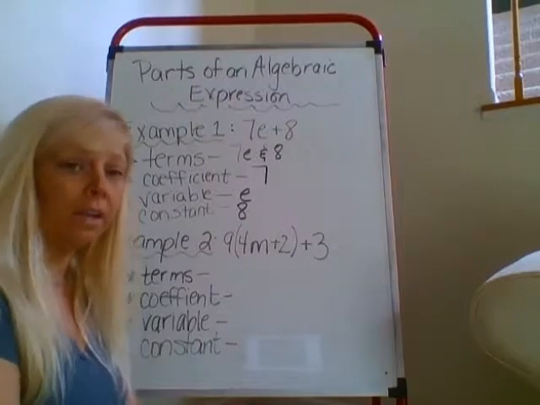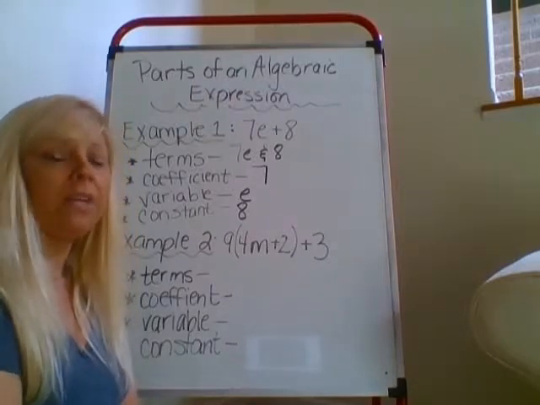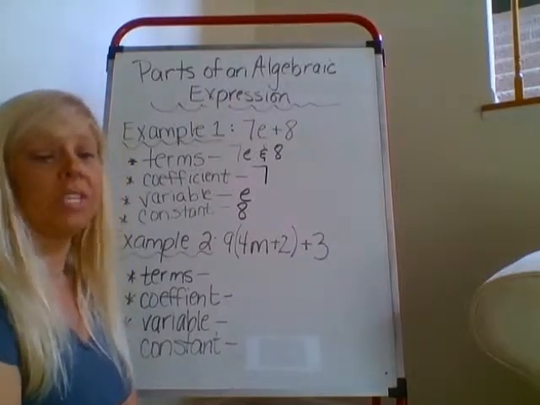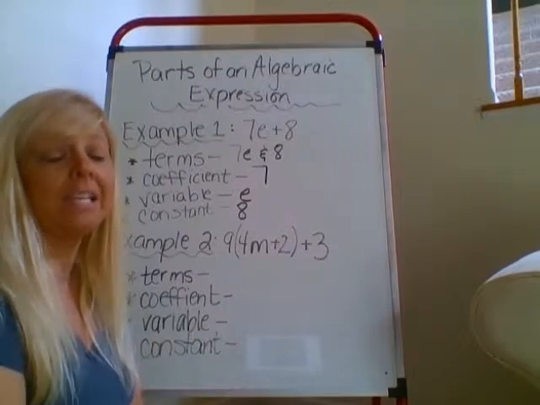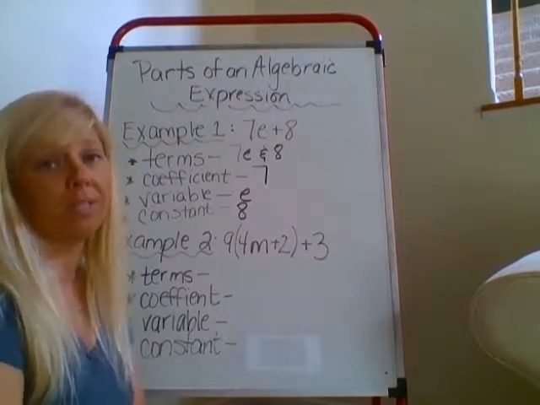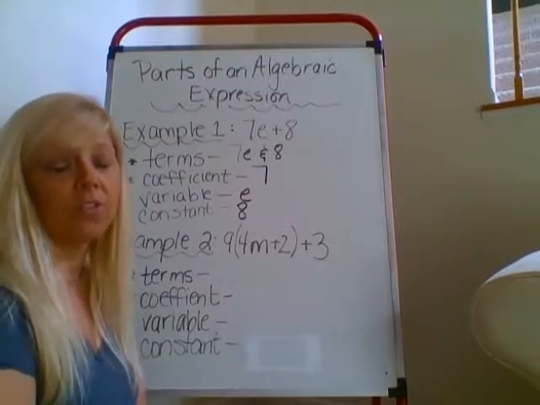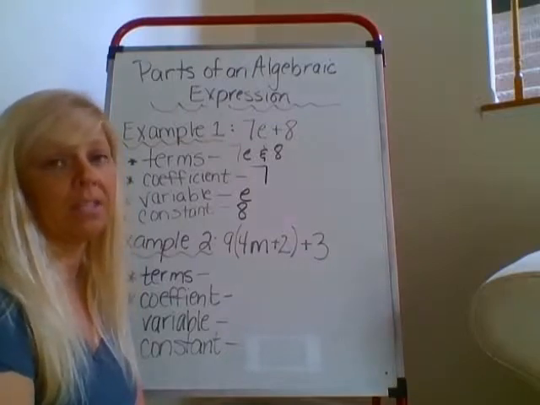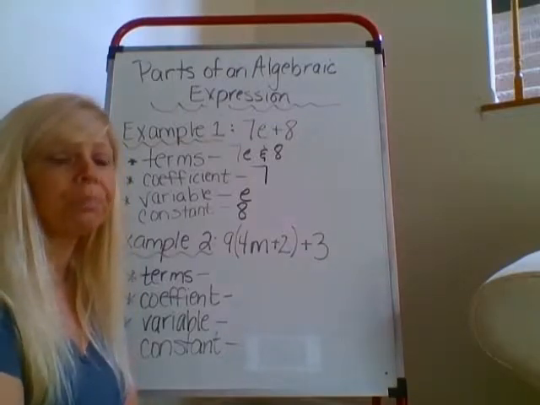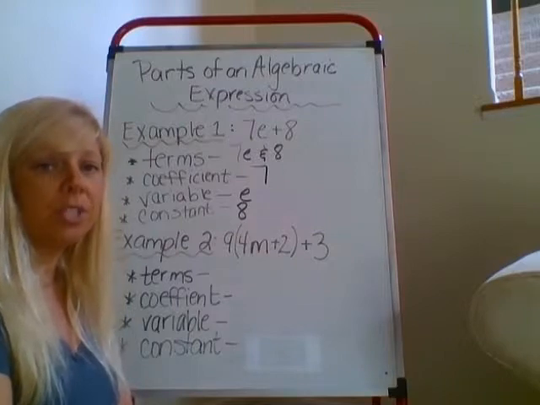So if e is 1, we have 7 plus 8. If e is 2, we have 14 plus 8. If e is 3, we have 21 plus 8, and so on and so forth. So no matter what, we're going to be adding 8 to this algebraic expression. So let's look at example 2.